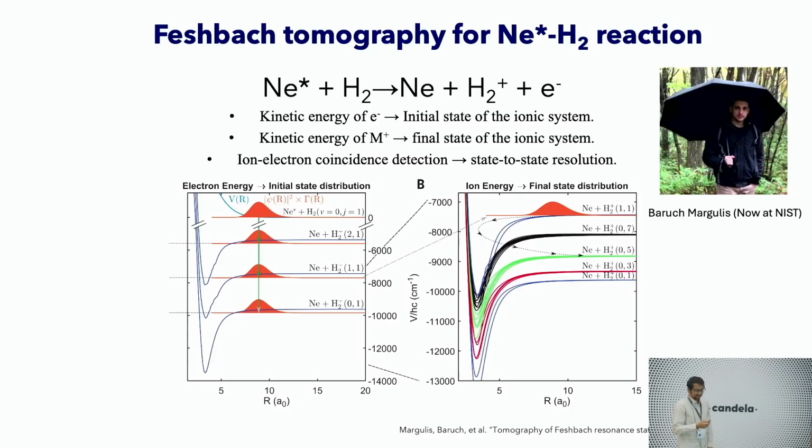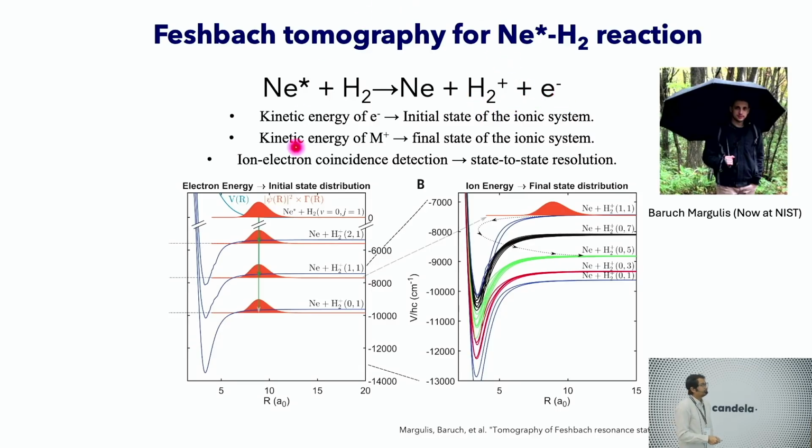Okay, so what is the motivation for looking at this kind of reaction? This all started because of the fantastic student Baruch, who designed this coincidence apparatus for us. He started with Penning ionization of neon with H2, which gives H2+. It has enough energy to kick off an electron from the H2 molecule. And we record the H2+ ions and the electron in coincidence.